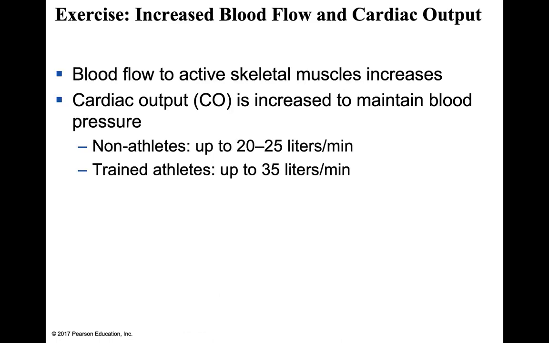Now, exercise is another example of where we see a very significant change in blood flow and cardiac output, because once again, the need is greater. Now, remember, normal cardiac output in a healthy individual is about 5 liters per minute. A non-athlete can increase cardiac output up to 20 to 25 liters per minute, whereas trained aerobic athletes, so distance runners, cyclists, and so on, can increase cardiac output up to 35 liters per minute. So significant ability to increase cardiac output, once again, to meet the demand of exercise.